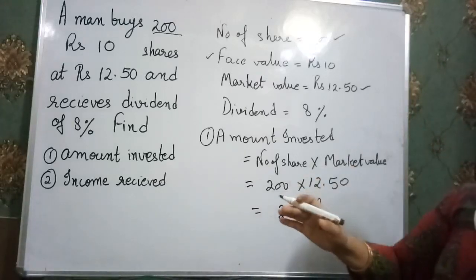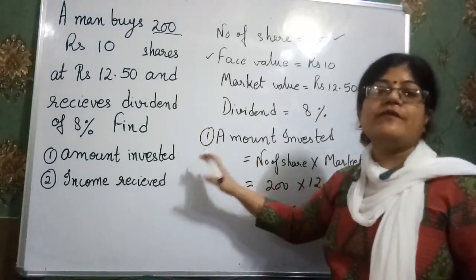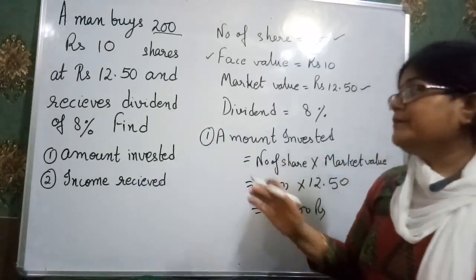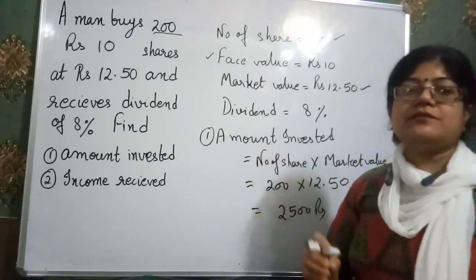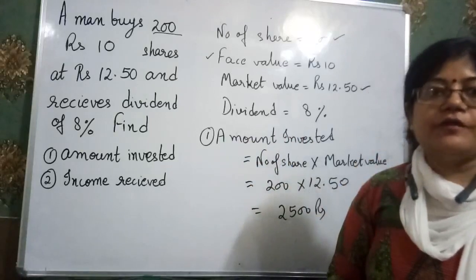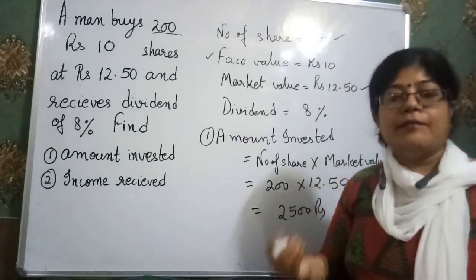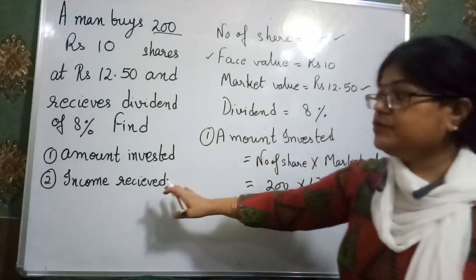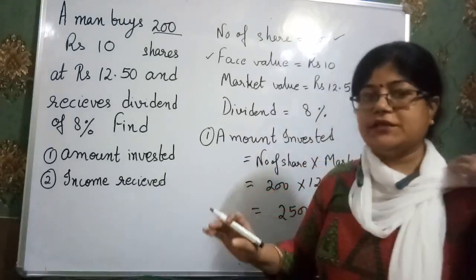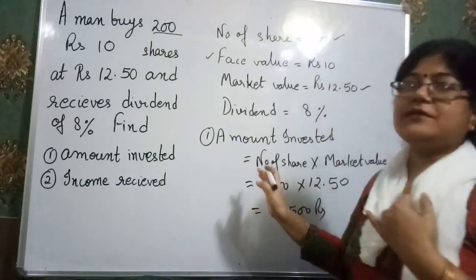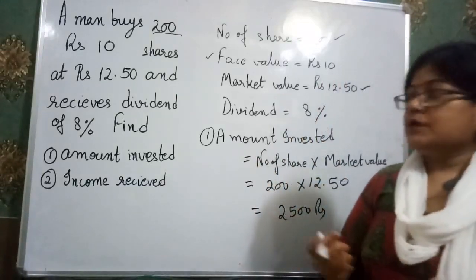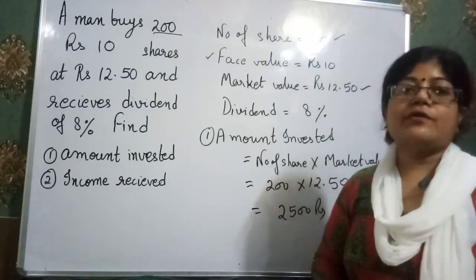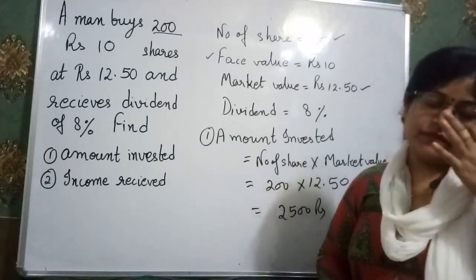So in this way, whenever we have to find the amount invested by a shareholder, we just multiply the market value of the share and the number of shares. Clear? Now I am going to the second portion, income received. Before I rub this portion, I want to explain how you calculate the income received.